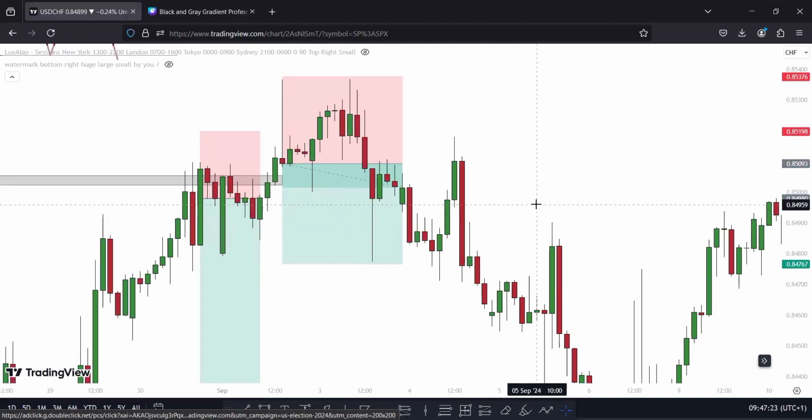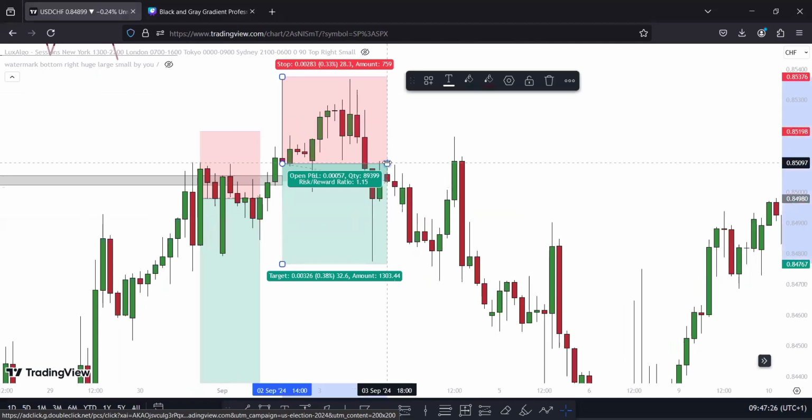So this is the reason why you don't want to be emotionally attached to your trade. Trading with emotions is one of the worst things that you can do as a trader. It is frustrating, it is psychologically draining, it is mentally draining.